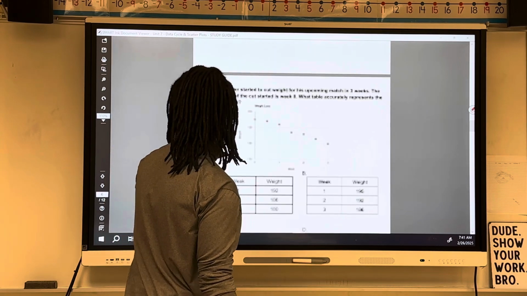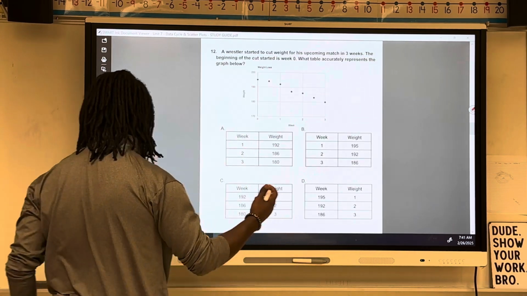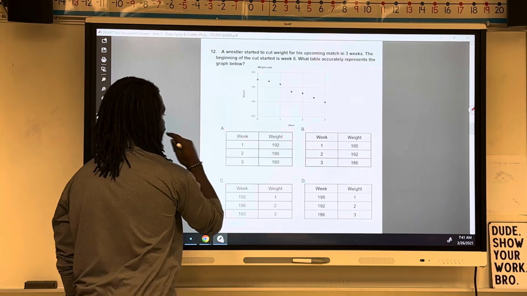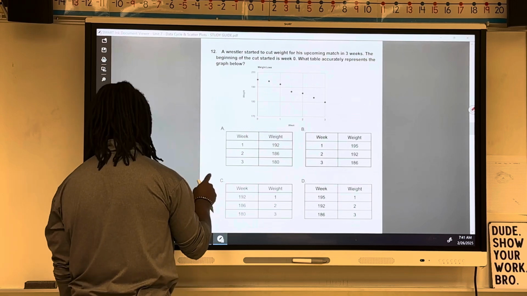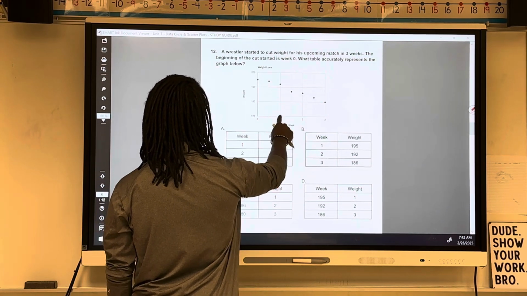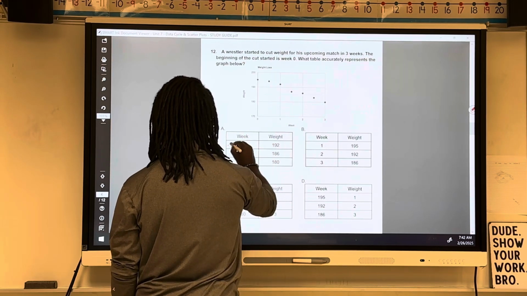Okay, and then in this one, you have the scatter plot. Now you have to match each of the tables to the correct one. So in this one, number 12, all right, 1 and 192. Okay, that's right.